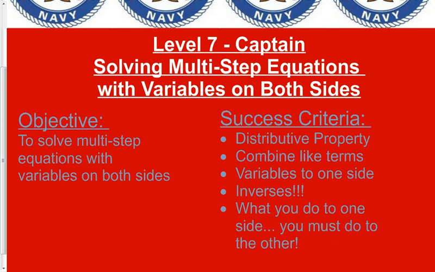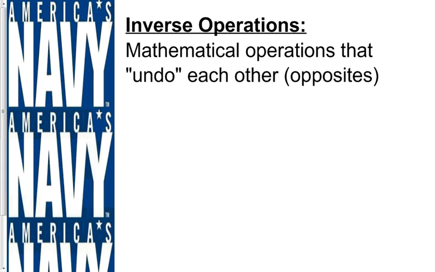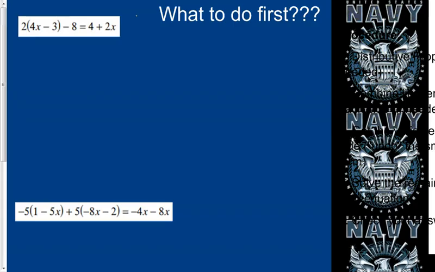So I'm going to start you off with a term for today, the same one that comes up in every lesson and should come up in every lesson because we're continuing to do inverses. These inverse operations, remember, are mathematical operations that undo each other, or opposites. And if you do them to one side, you have to do them to the other. So let's start off with an example here.